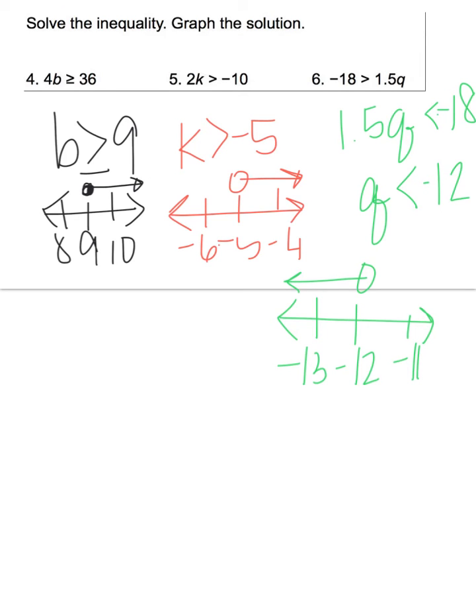Okay, here are the answers that I got for 4, 5, and 6. Number 6, I started off with my flip to get my variable of Q on the left side, and then I divided by 1.5. In none of these examples did I flip my sign because I did not divide by a negative number. I would like for you to try 2 more and then you're done. I would like you to try negative 5x is greater than or equal to 15.